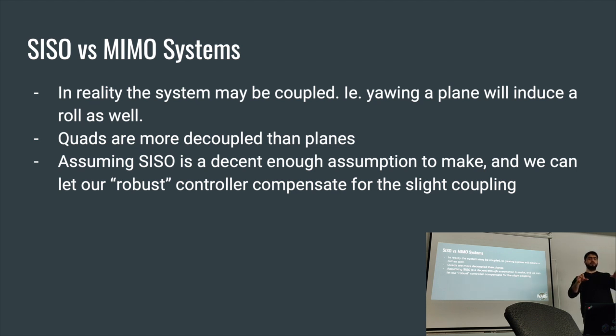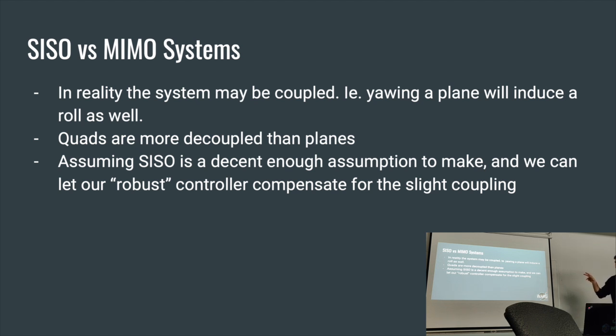You would think that the ailerons control the roll, the elevator controls the pitch, the rudder controls the yaw, and that's it, you're just happy. But in reality, if you move the rudder, you might actually get an induced roll that you weren't aware of, right? That's called coupling, when two types of outputs interact with each other, essentially.